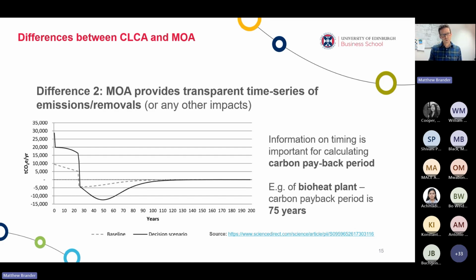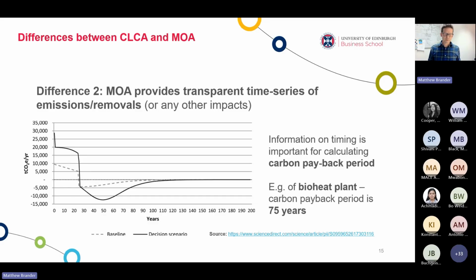So we have a period of carbon debt during the 25 years that the bioheat plant is operational, and then we have a carbon payback period. And you can't read it immediately off the graph, but you can calculate that the carbon payback period is 75 years. So it's only after 75 years that the bioheat plant reaches the point where it's going net negative. It's reducing emissions compared to the baseline.